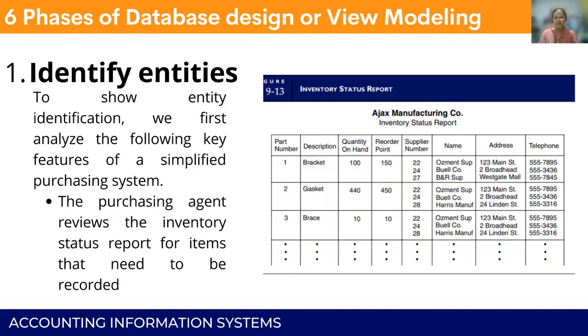First is identify entities. View modeling begins with identifying the primary entities of the business function in question. To show entity identification, we first analyze the following key features of a simplified purchasing system. First, the purchasing agent reviews the inventory status report for items that need to be reordered. This figure 9-13 shows an example of the inventory status report, which includes the part number, description, quantity on hand, reorder point, supplier number, name, address, and telephone number.